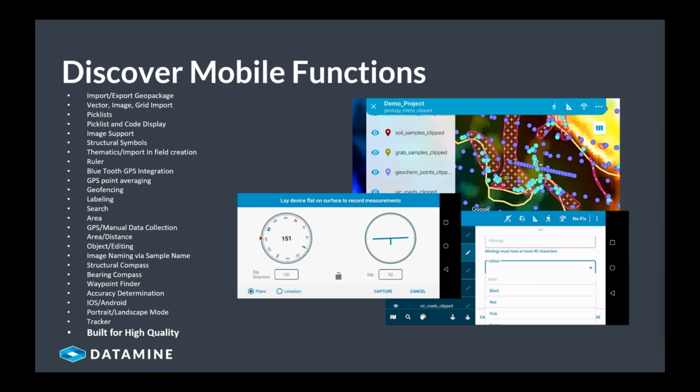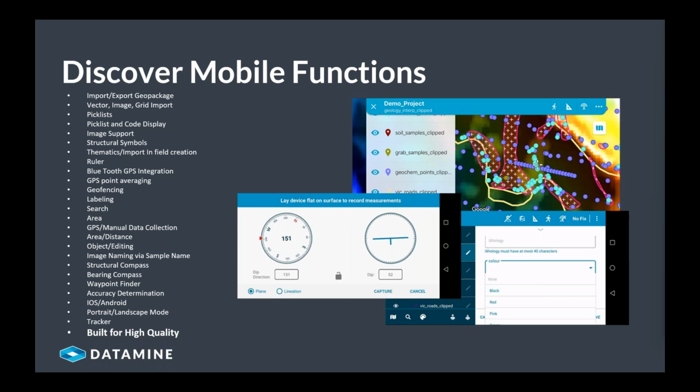You can collect data using the crosshairs, or free form with your finger, or using GPS. However you want to collect data, you can. It's got area and distance. So if I get a track and I want to see the distance of that, I can. It's got object editing. Once I've edited something, I can delete, move, or add nodes.